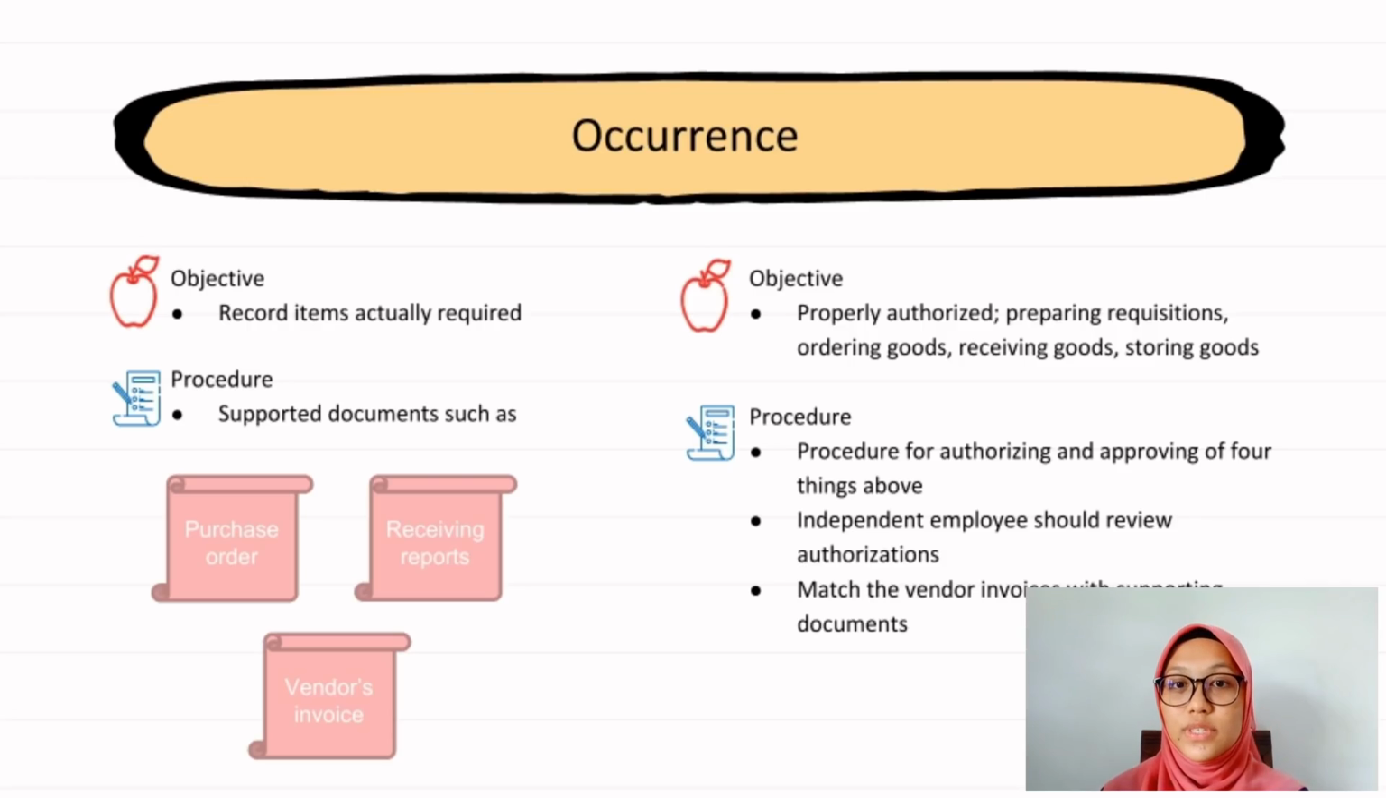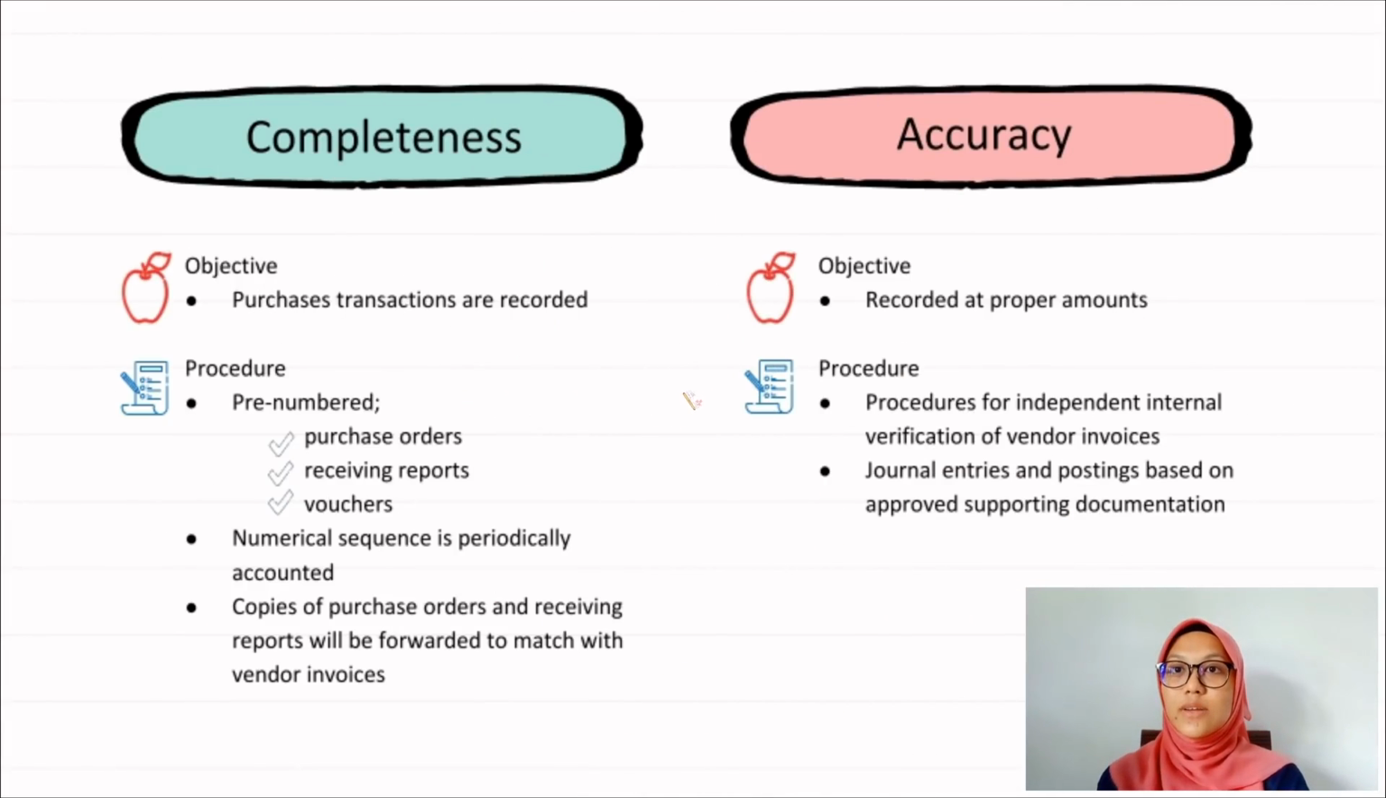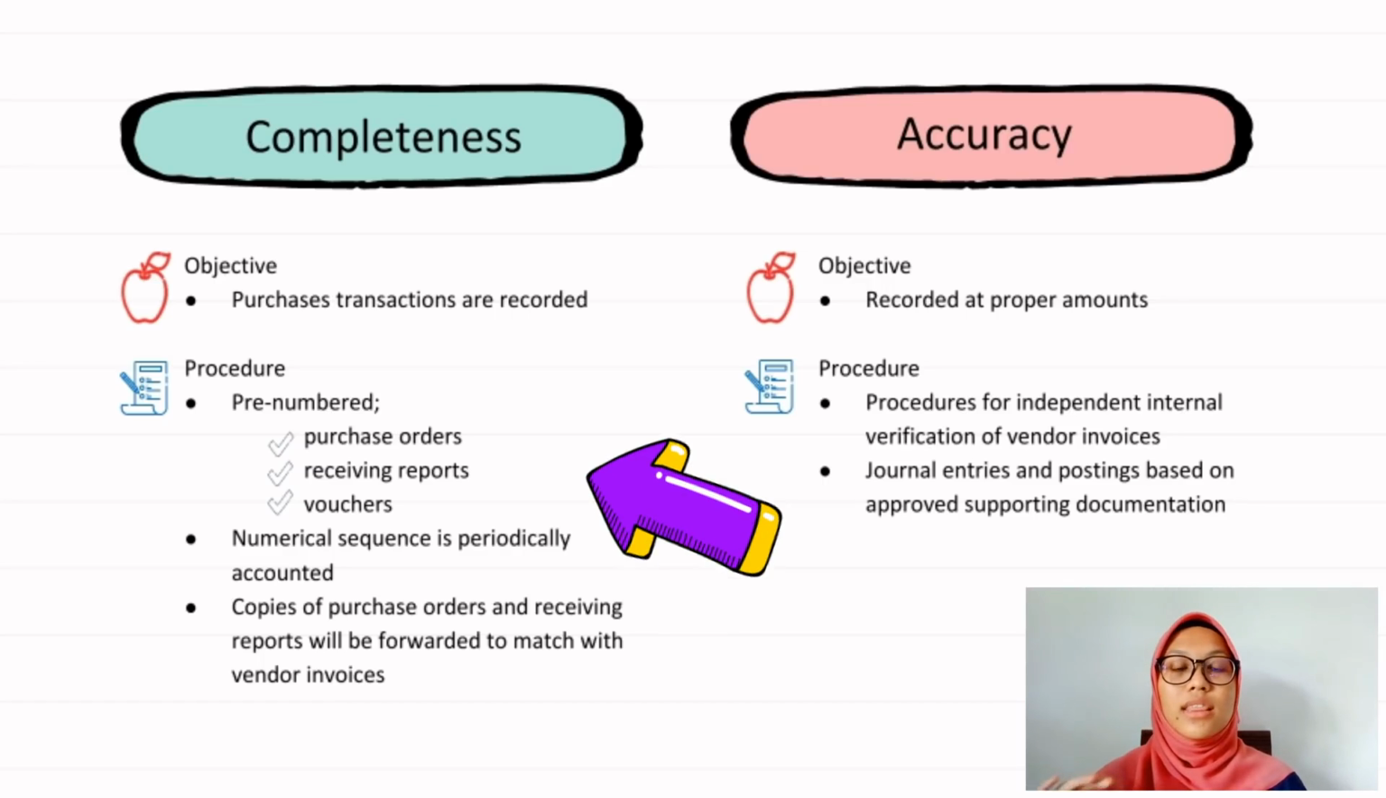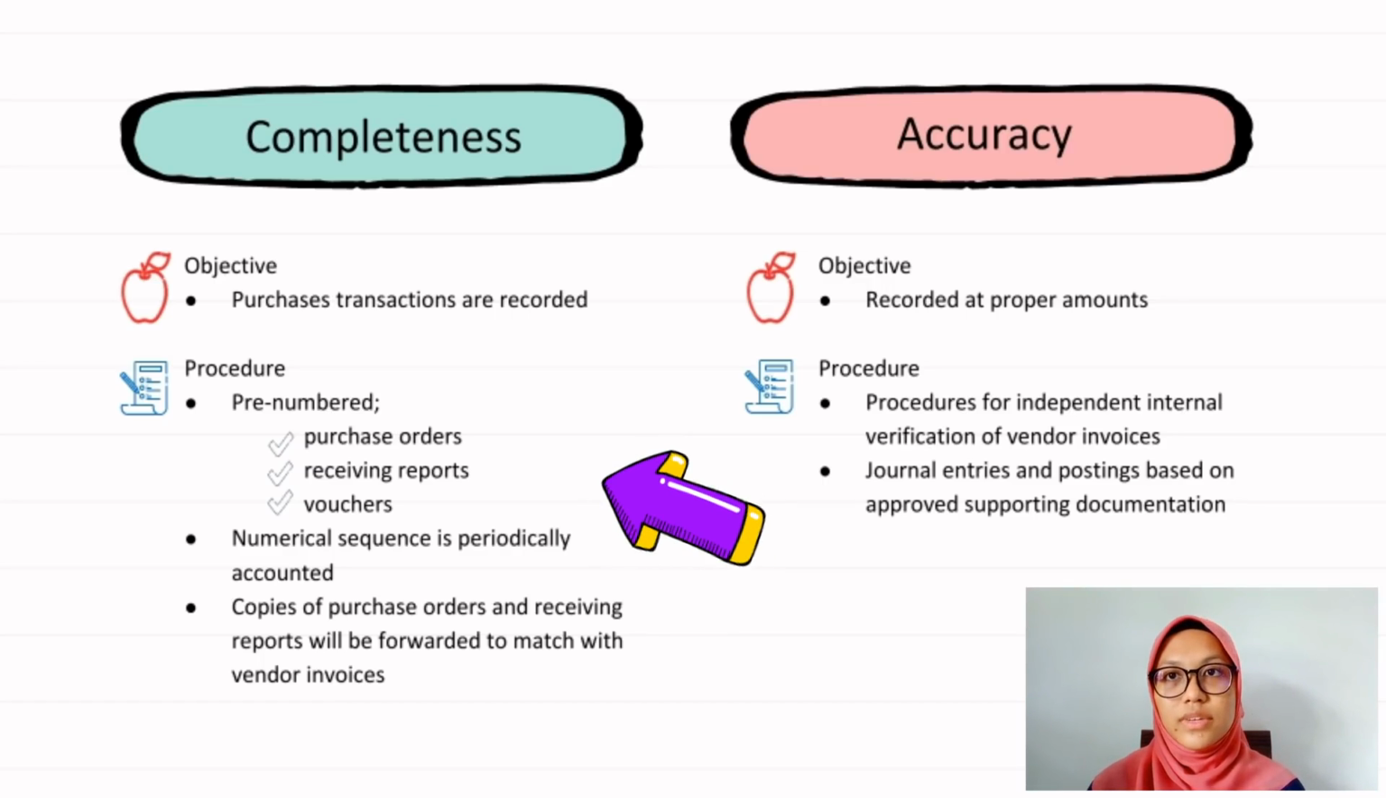Hence, there are 2 procedures that need to be ensured to certify occurrence of internal control. The second objective is completeness. Completeness is where we can see all the purchase transactions are actually recorded. The specific procedure is the first one. We need to pre-number the purchase orders, receiving reports and vouchers. It needs to be done as it is very convenient for internal control to detect the info.